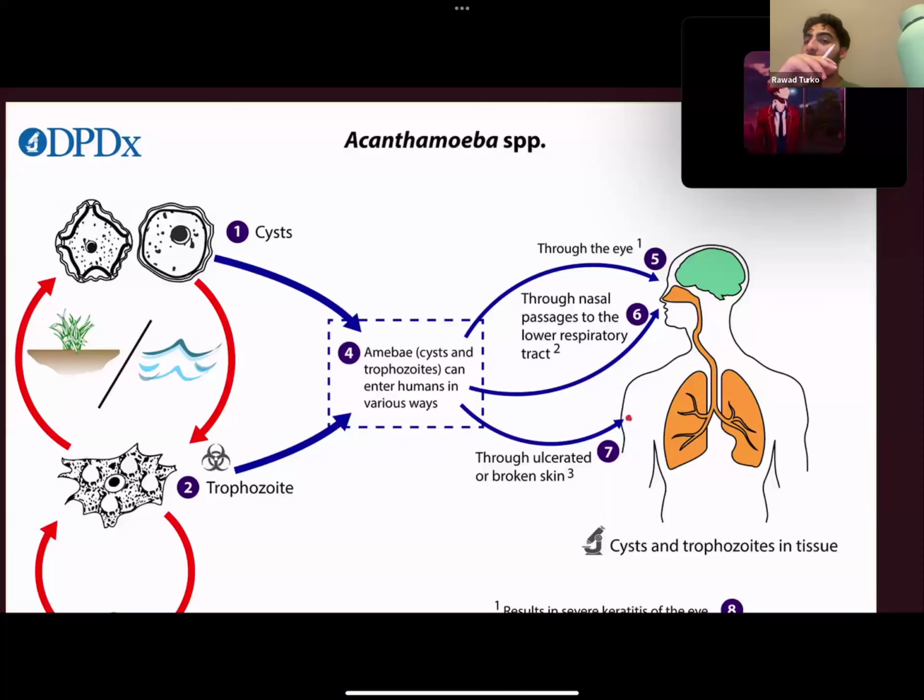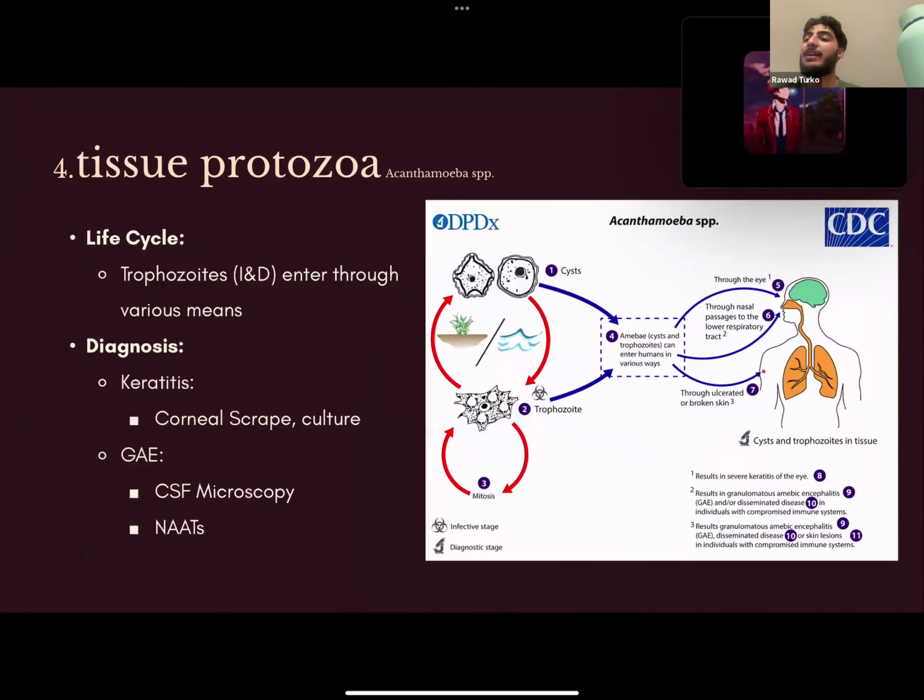Again, you find these cysts in freshwater sources, and since they're free living, that means they can basically transform into trophozoites and cysts on their own. Okay, and they only accidentally end up in humans once they are transmitted through the eye or through the nasal passages or anything like that. Okay, so how do you make your diagnosis? You can make it either through a corneal scrape or a culture. This is for keratitis, or for granulomas, or for GAE, for granulomatous amoebic encephalitis, through CSF microscopy. Okay? All right.